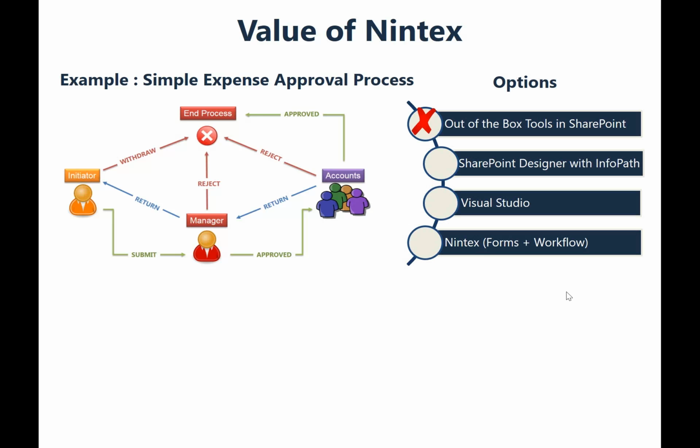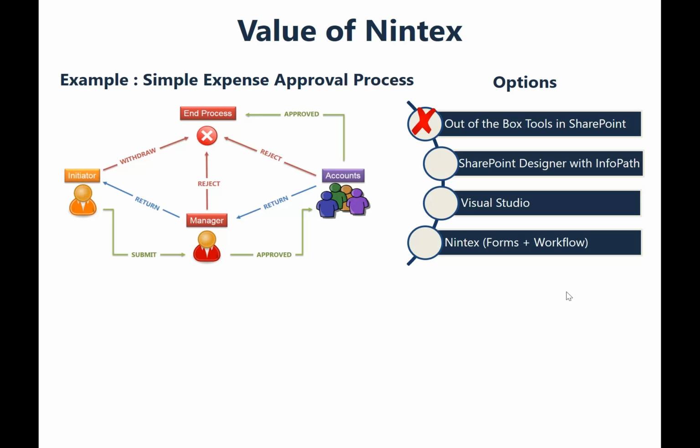Now, if you look at this process by itself, it is not very complicated, right? It just goes from one step to the second step to the third step. What makes it complex from an implementation standpoint is the fact that this is not a linear process. It is something where a person who has an action can route it back to the previous person who had the action. So it's basically non-linear, and in technical terms, we call this a state machine workflow.